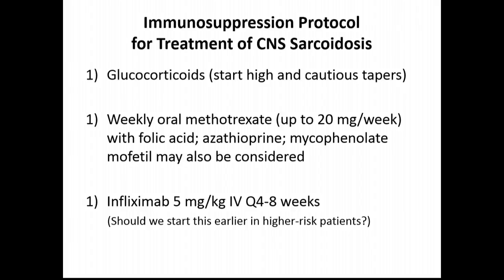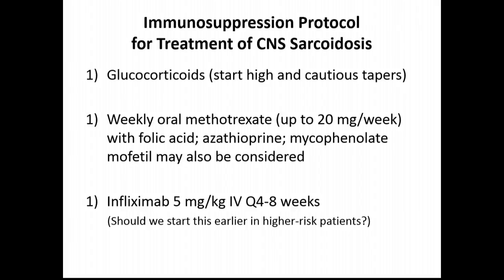Glucocorticoids are the mainstay. You start high and you do cautious tapers over weeks to several months. As a steroid-sparing agent, we've tended to favor weekly oral methotrexate. There's a strong literature for this in the pulmonary sarcoidosis world. There's even a randomized controlled trial of methotrexate for pulmonary sarcoidosis.